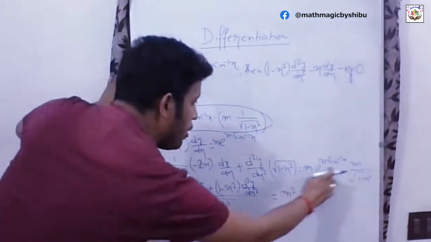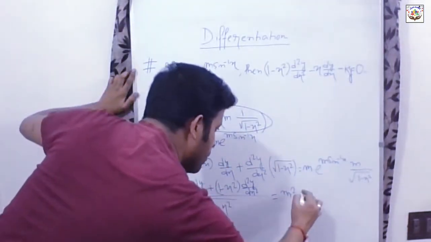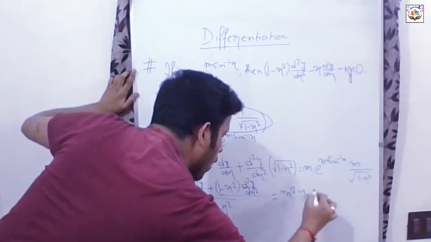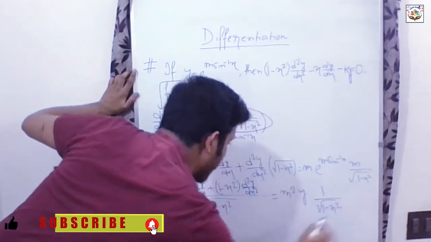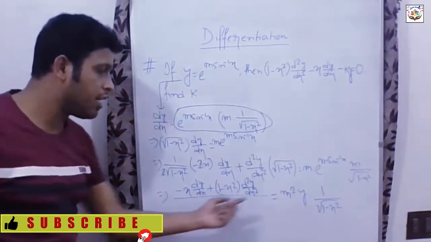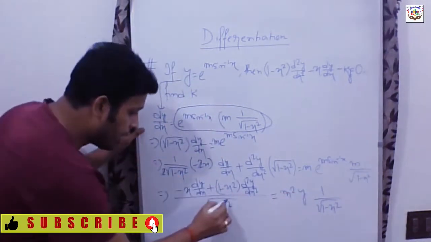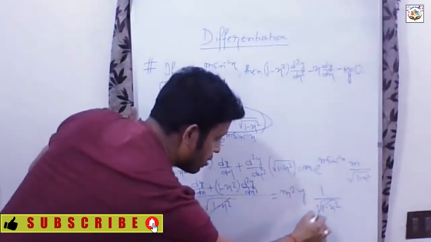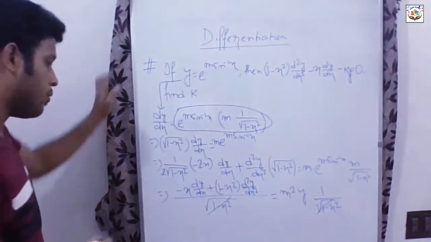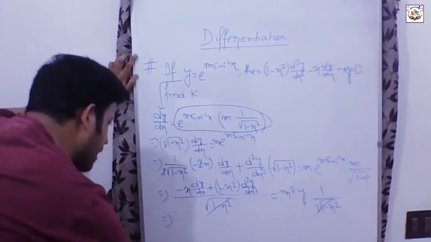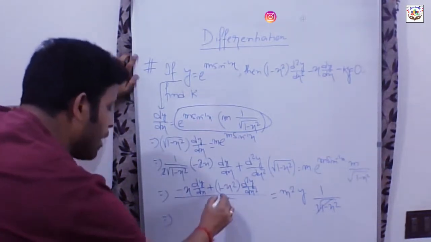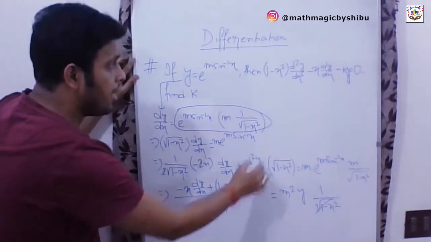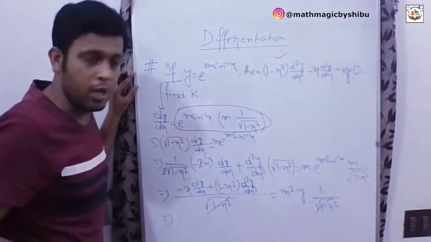Okay, so m into m square for e to the power m sin inverse x, we are writing y, and we have 1 by root over 1 minus x square. As you can see, from the denominator of both the sides, we can cancel out root over 1 minus x square. Okay, so if we write the line again, we have 1 minus x square d2y by dx square. So we have got this part, right?